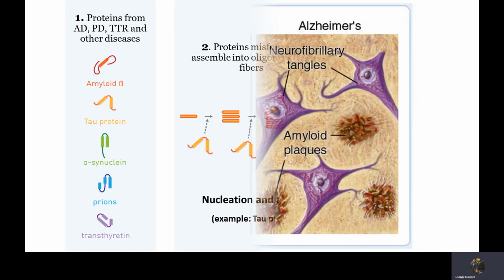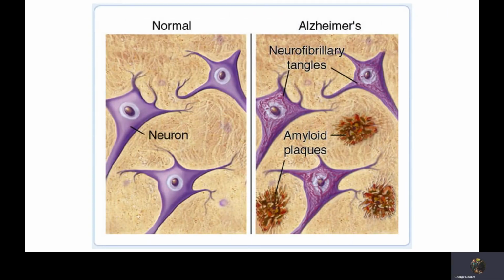And here's a nice drawing as well of some normal neuron cells on the left, and on the right in Alzheimer's disease, you can see these amyloid plaques. That's those amyloid fibrils, the clumps of protein. And in this case, for Alzheimer's disease, the protein is not prion, but tau protein, TAU.